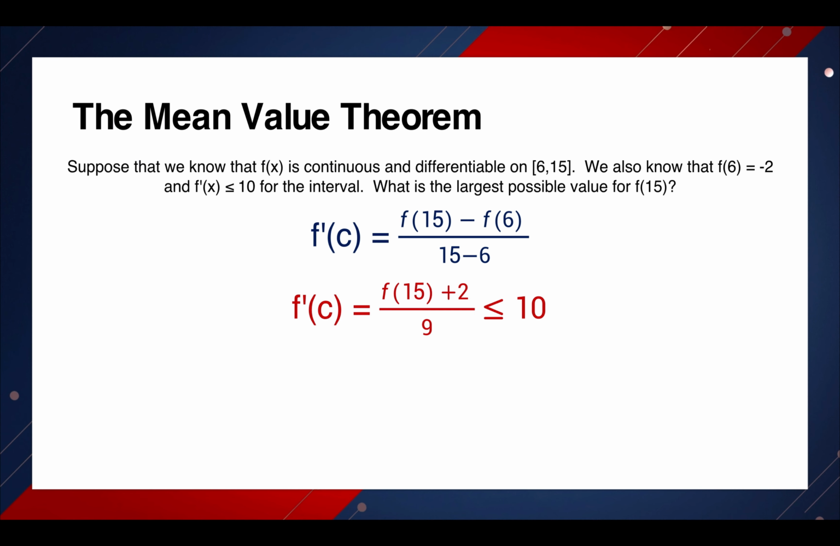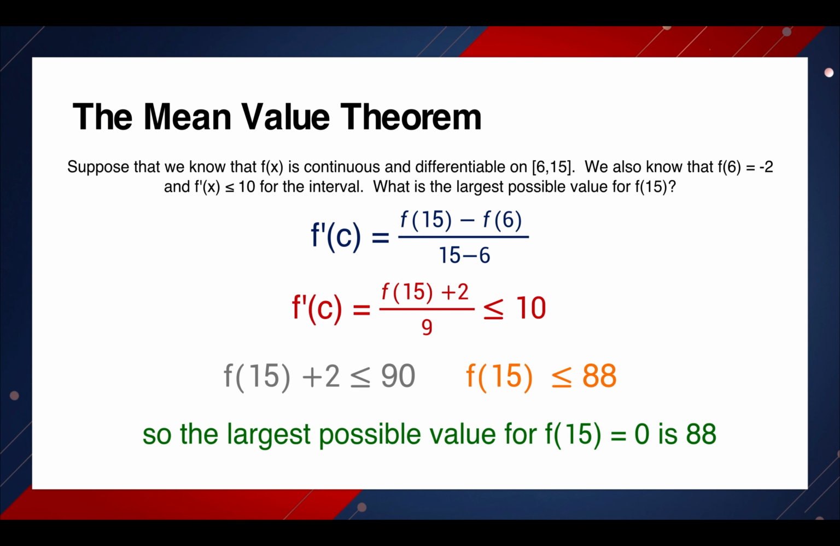15 minus 6. And according to the question given, we know that this value is smaller than or equal to 10. By simplifying, we know that (f(15) plus 2) over 9 is smaller than or equal to 10. By multiplying by 9 on each side, we get f(15) plus 2 is smaller than or equal to 90. And then we subtract 2 on each side and get f(15) is smaller than or equal to 88. Since the question asks us to find the largest possible value, the answer is 88.